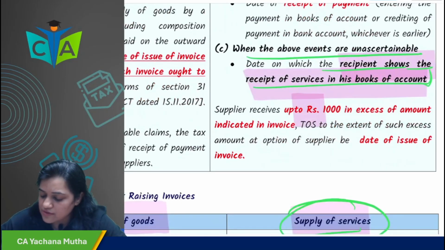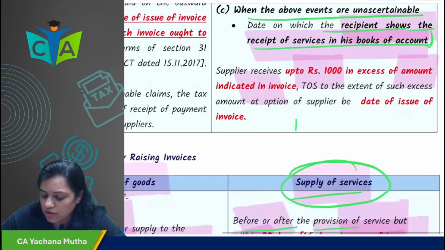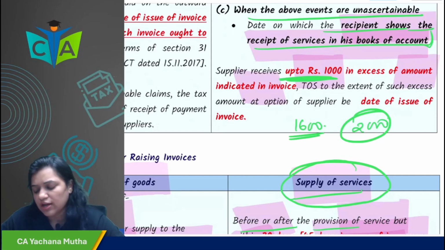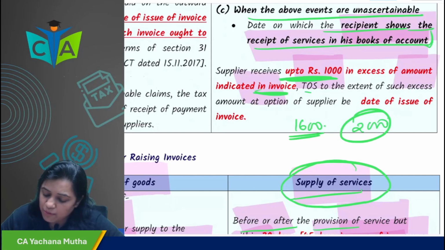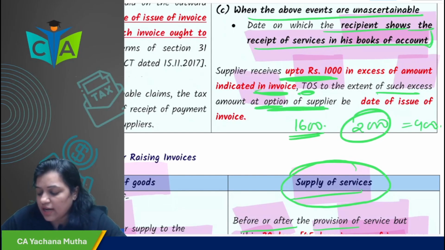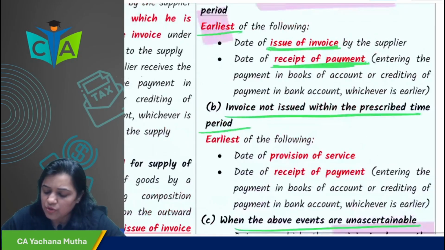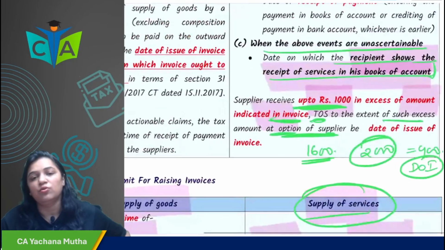Now, if you receive up to 1000 rupees in excess of the amount indicated in the invoice, for example, the invoice amount is 1600 rupees, but you receive 2000 rupees as a round figure payment. So in that case, have you received up to 1000 in excess of the amount indicated in the invoice? Yes. Then the time of supply to the extent of such excess amount, that means for this 400 rupees, at the option of the supplier will be the date of issue of invoice. In this case you can ignore the payment date.